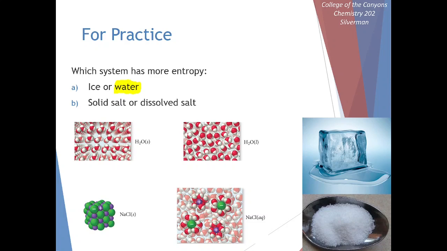Likewise, if we have solid salt or dissolved salt, well, in that ionic solid, there's only a few possible microstates. It's packed together and rigid and a very defined structure. Low entropy. Once our salt is dissolved, those ions are free to move around and float around, many more positions for them to be in. Our dissolved salt has to have more entropy. Again, no calculation required.